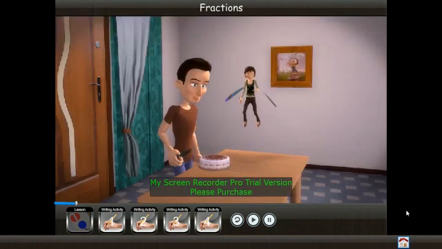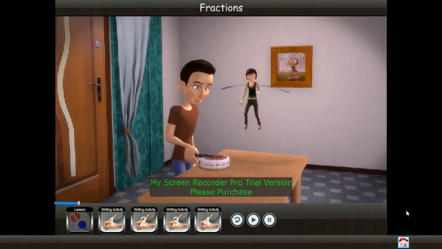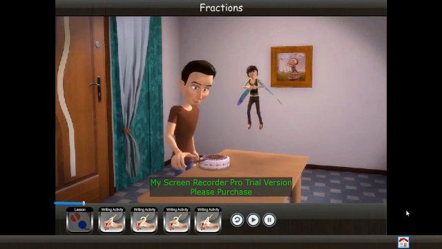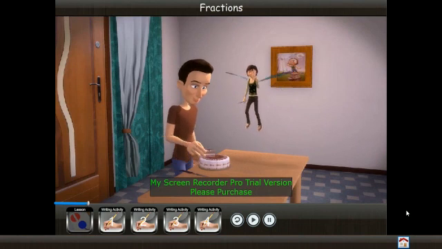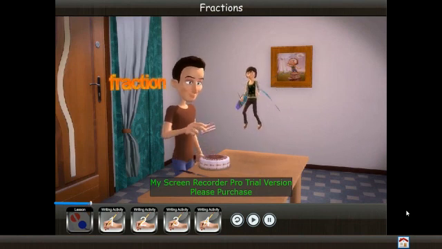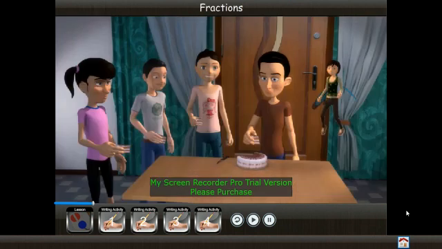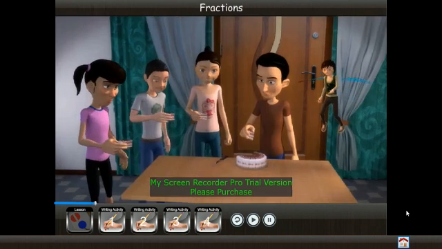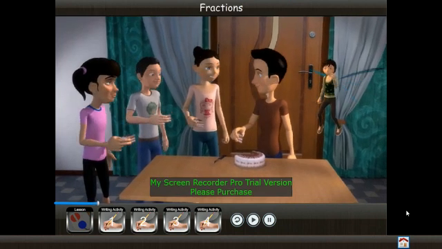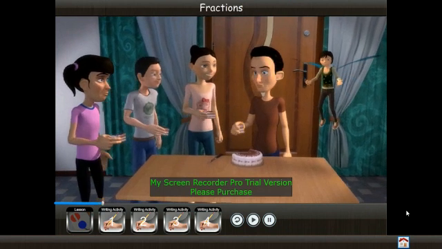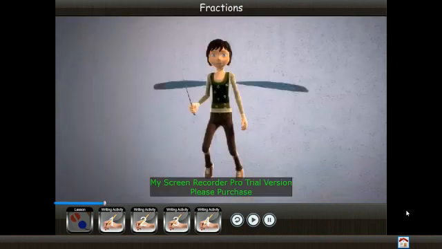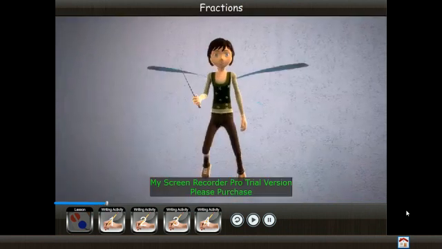You must have cut the cake on your birthday. Remember? Did you eat the whole cake? I'm sure not. You must have had a piece of the cake. That piece is called a fraction. You also must have given a piece of cake to each of your friends. Those pieces of cake which you distributed to your friends are called fractions.